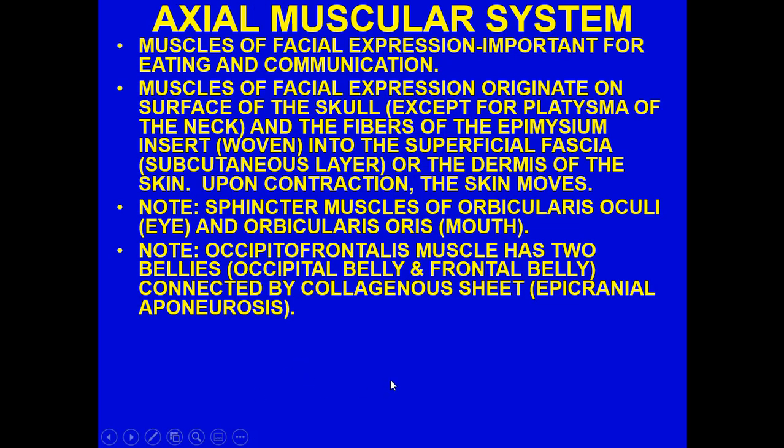Now we have muscles of facial expression. These are important in eating and communication. Muscles of facial expression originate on the surface of the skull, except for the platysma of the neck. And the fibers of the epimysium insert. They're actually woven into the superficial fascia. That's the subcutaneous layer. Or they are inserted into the dermis of the skin. So you have several different approaches here. But upon contraction, the skin moves. You want to also note that the sphincter muscles of the orbicularis oculi, for the eye, and the orbicularis oris of the mouth play important roles here.